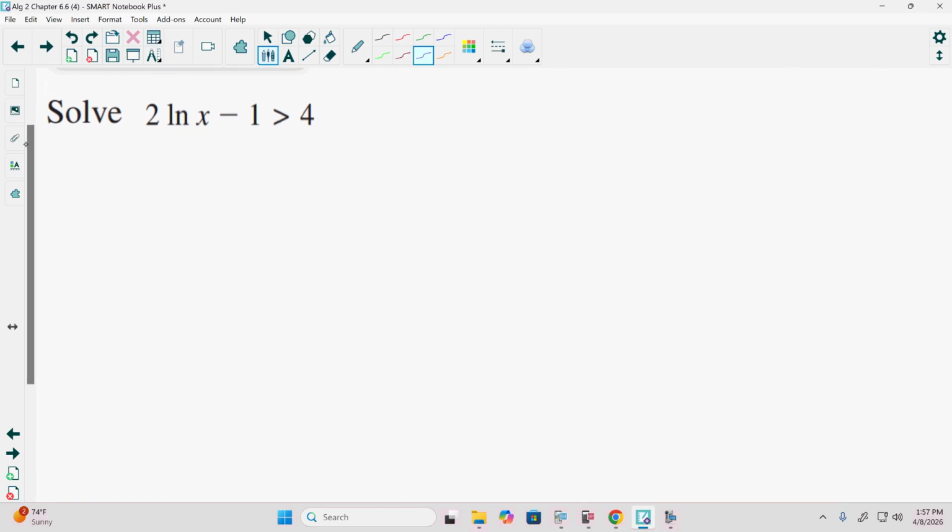For this one here, we have 2 times the natural log of x minus 1 is greater than 4. Let's go on and add parentheses around x minus 1, because it'd be nice to have one where the restriction isn't just x is greater than 0.